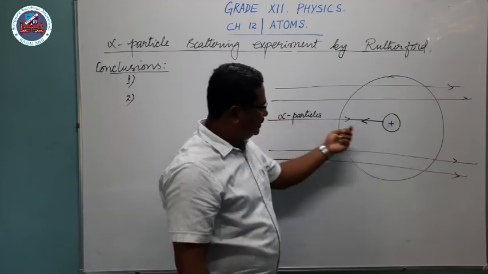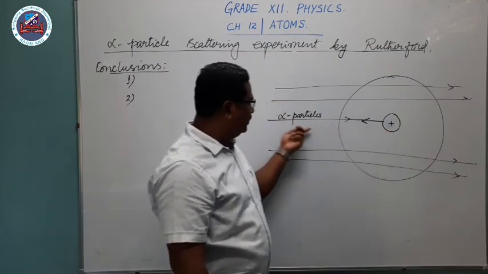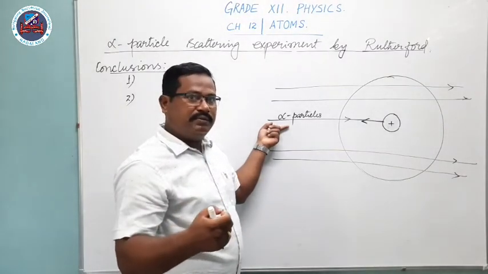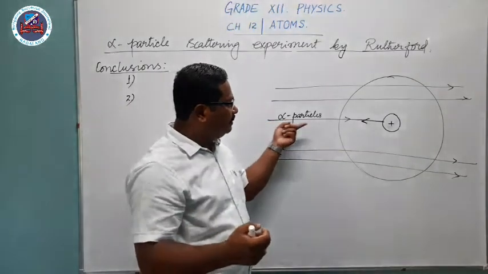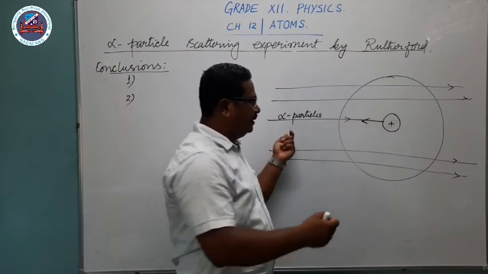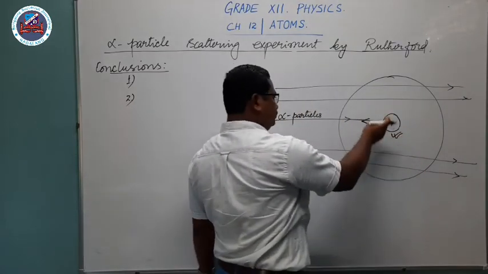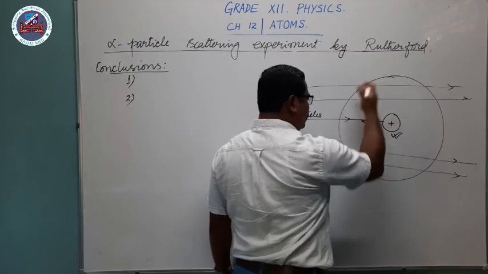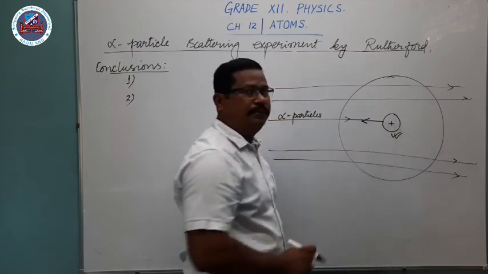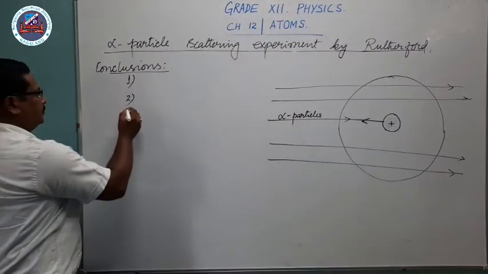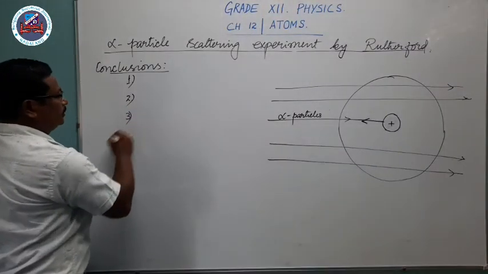That indicates that this mass is much higher than that of the alpha particles. The alpha particle itself is not light, it's heavy, but still it can bounce back. That means the central core of the atom is much heavier. That was concluded. Let us see the third point.